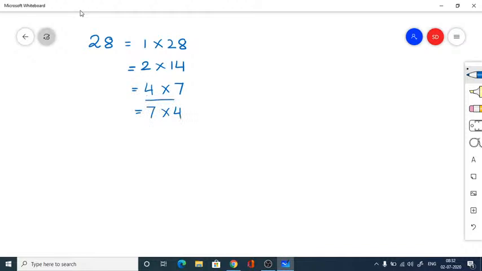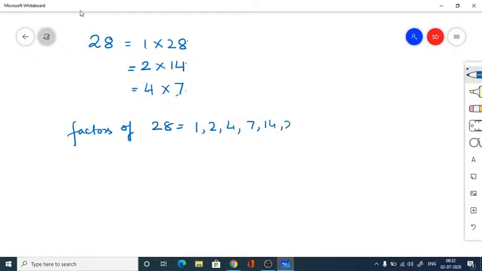Now see, this pair is repeating, isn't it? The other way around, but they're repeating. So I will stop looking for new factors. This is my last one. I will not repeat anymore. Now what are the factors? 1, 2, 4, 7, 14 and 28.